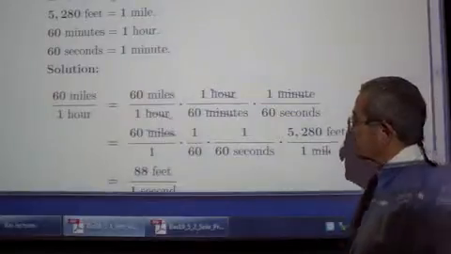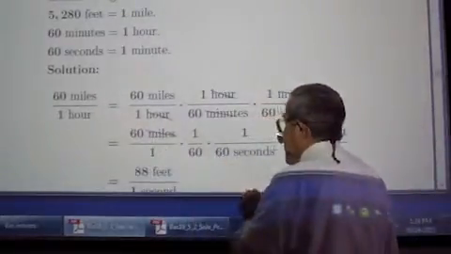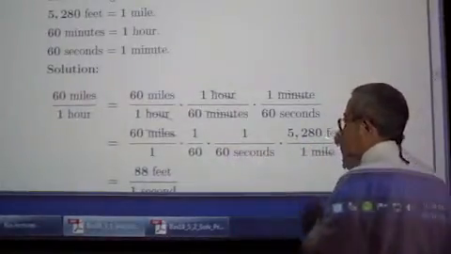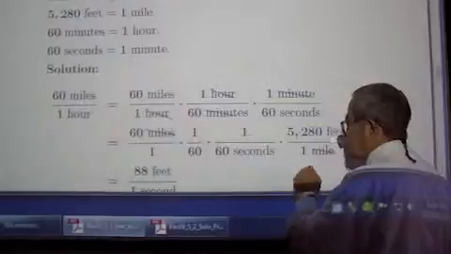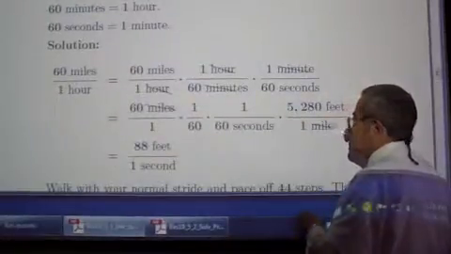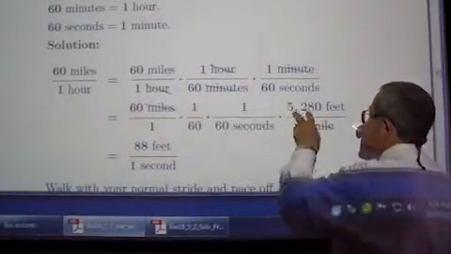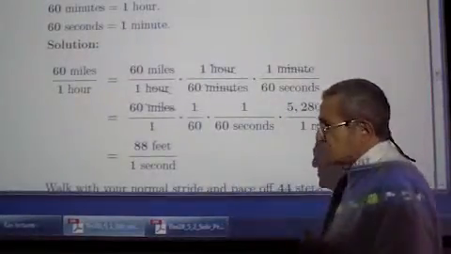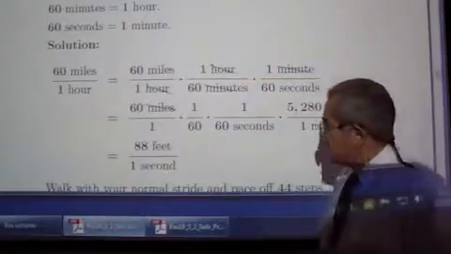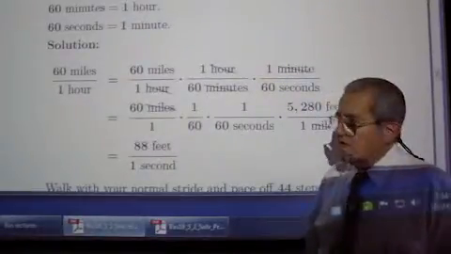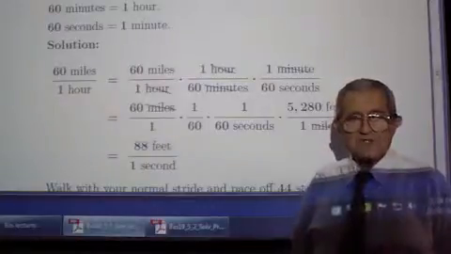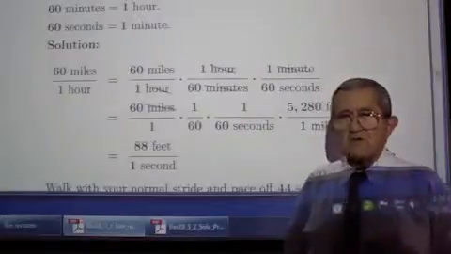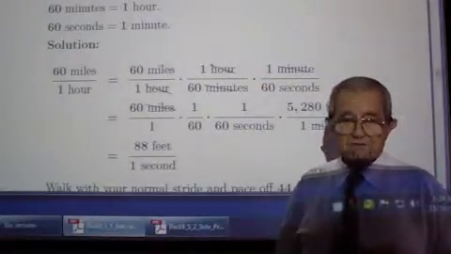Now do the math. 60 over 60 is 1. 5,280 over 60, divide by 10, then divide by 2, then divide by 3. So 60 goes into 5,280 exactly 88 times. So 60 miles per hour is 88 feet per second. If from that wall to this wall is 30 feet, 3 times the distance from this wall to that wall is covered in 1 second.